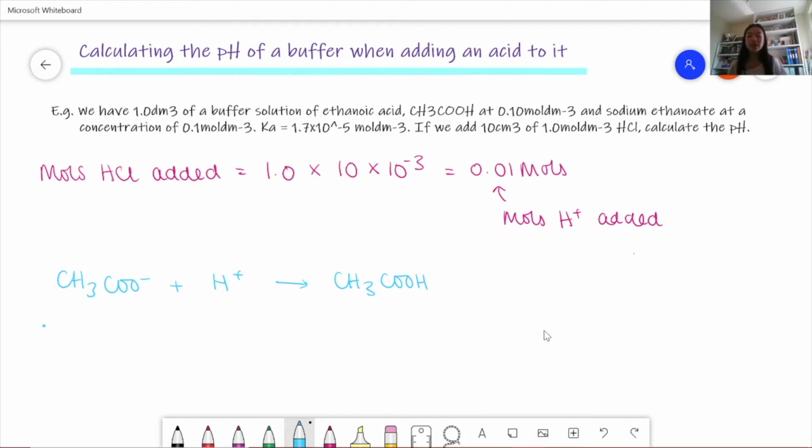And so we can see from this that the concentration overall of this ethanoate will decrease and the concentration overall of this ethanoic acid will increase because we're producing more of it by reacting this ethanoate with the H plus which has been added. So now we can use this to help us in calculating the pH. So the next thing we do is calculate the initial moles of ethanoic acid.